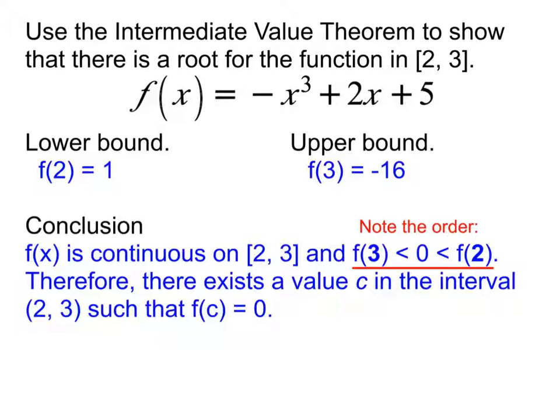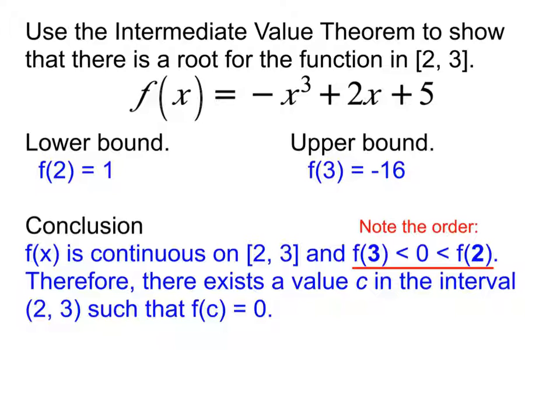It didn't change anything else, but if I'm going to write them from smallest to biggest there, the f of 3 was actually the lower y value. It was the upper x value, but it was the lower y value. So I would want to list that one first when listing those out. Otherwise, it's the same basic idea as what we saw before in the last problem.